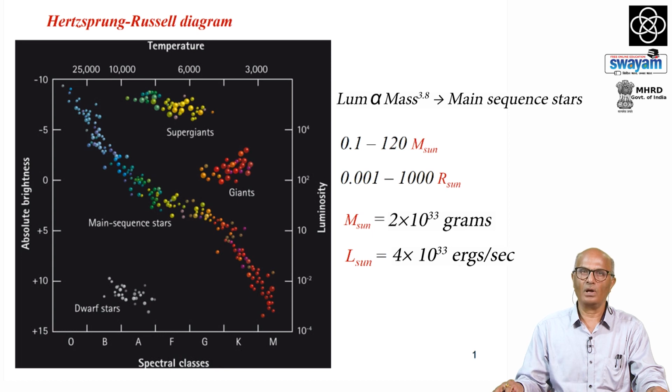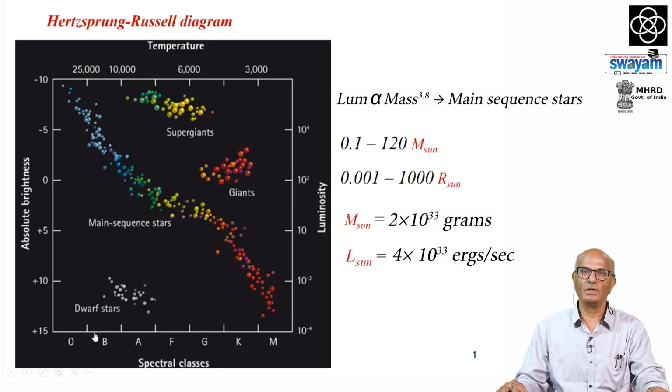In this talk, I am going to explain various processes of star formation in a galaxy. Before really starting this aspect, let me explain a very important diagram in astrophysics, called the Hertzsprung-Russell diagram, or in brief HR diagram. It is a luminosity-temperature diagram.